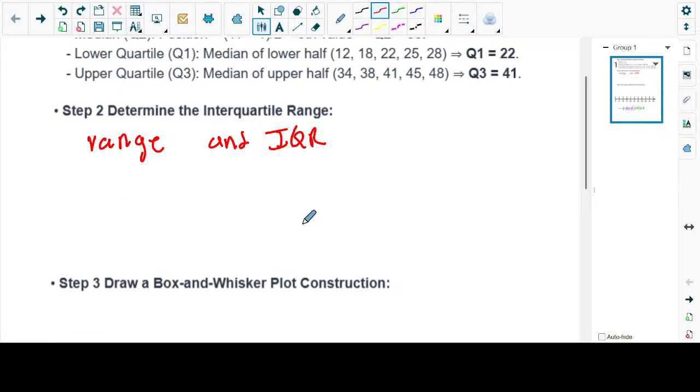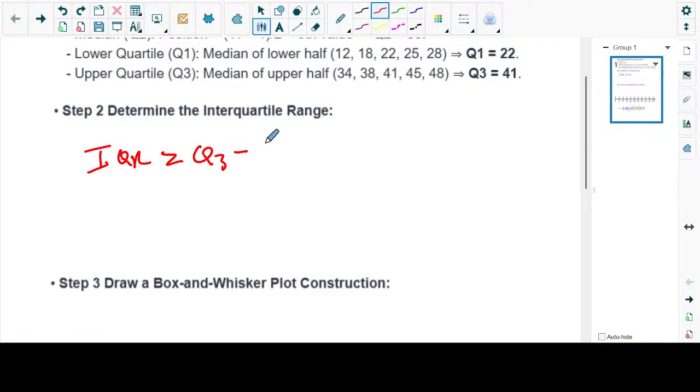So we are focusing on the IQR this time. The IQR is equivalent to Q3 minus Q1. Remember all the data that we had yesterday, we are going to check what our Q1, Q2 and Q3 are. Q3 and Q1, yes, we don't include Q2 here.